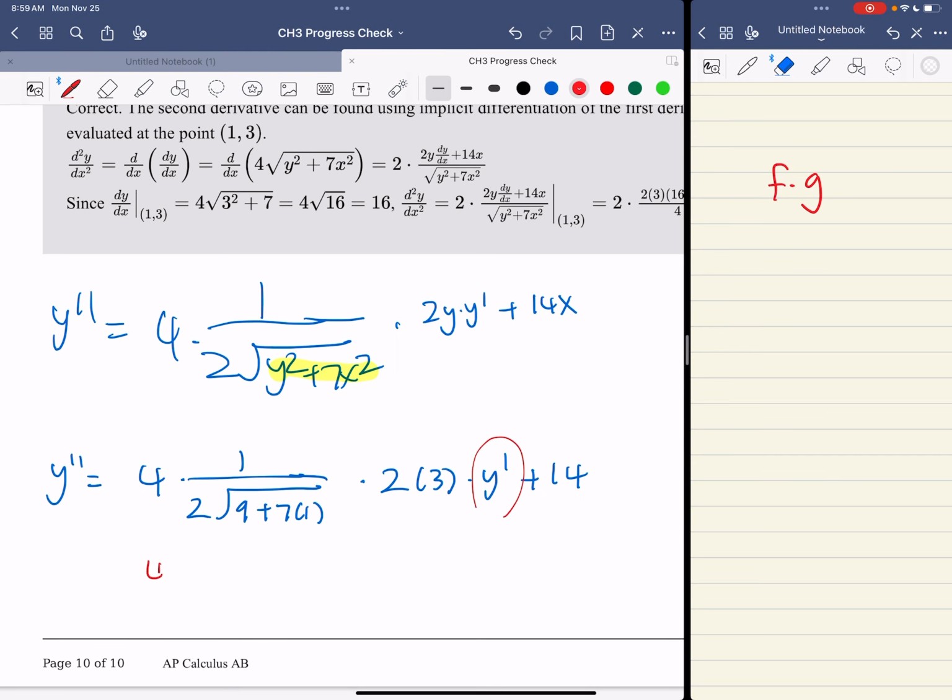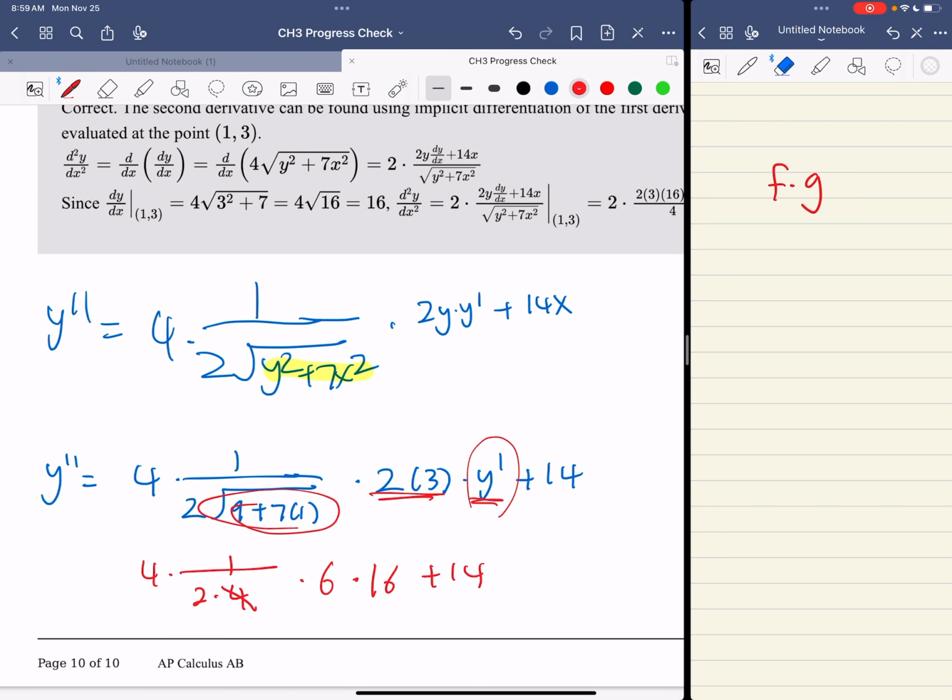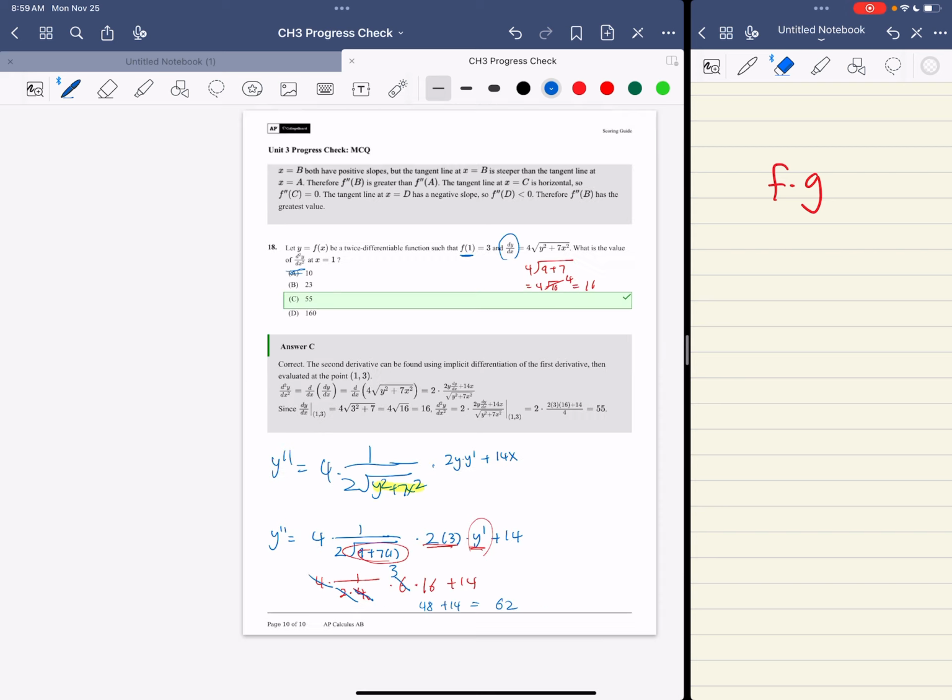So let me simplify. 4 times 1 over 2. We already got this, the square root of 16, so that's the same thing as 4 times 2 times 3, which is 6, times that one. We already got it, 16 plus 14. If I just do one by one, 4 will disappear, 2 will be here. So 16 times 3 is 48, plus 14 is 62. That's going to be the answer.